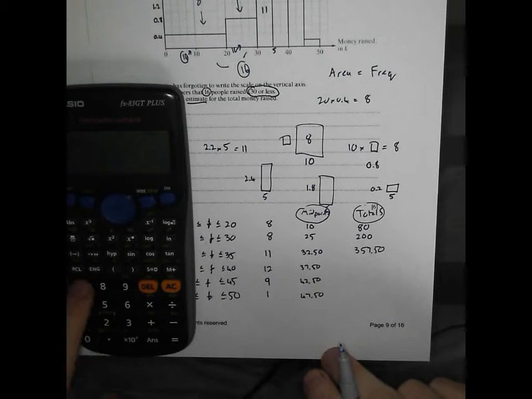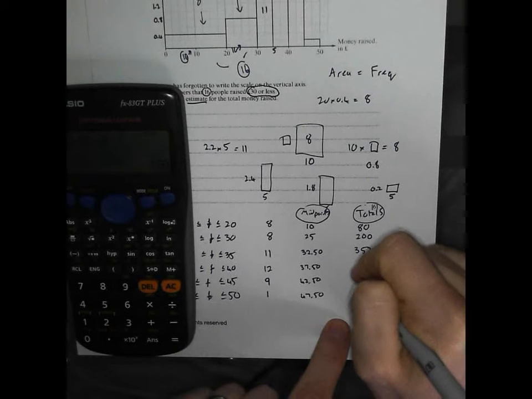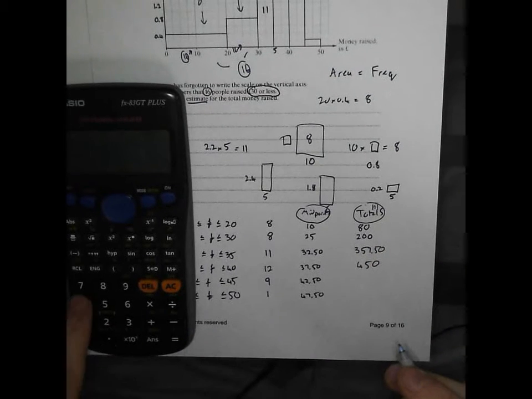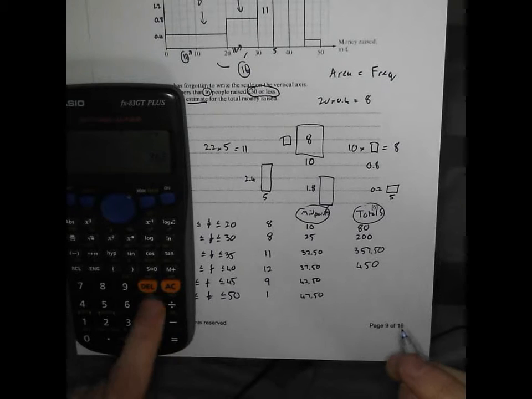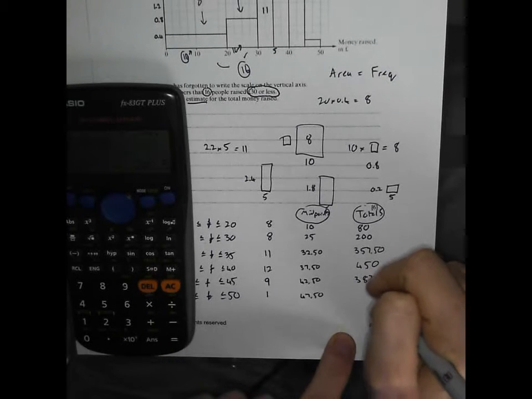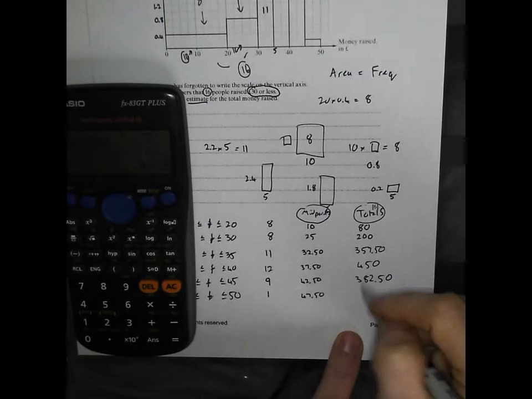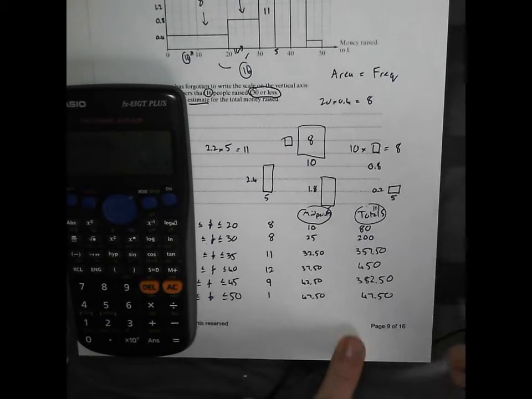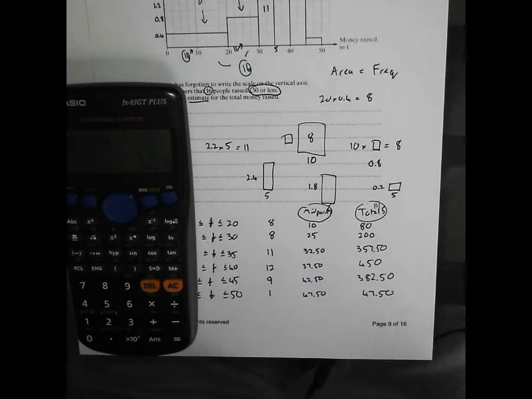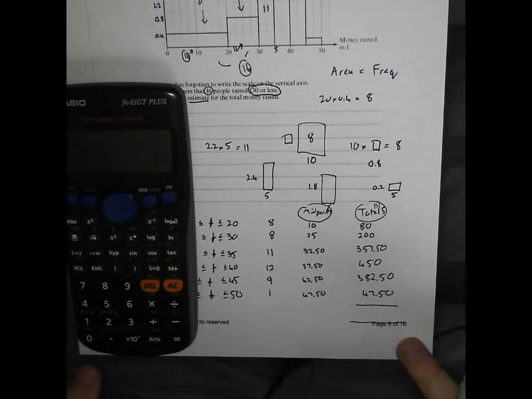12 times 37.5, that's going to give me £450. £42.50 times by 9 is going to give me £382.50. And finally, one little lot of £47.50. So if I want an estimate of the total amount of money raised, I'm going to need the grand total of all these. And for that, I'm just going to bang it in my calculator very slowly so I don't drop a mark. 80 plus my 200 plus my £357.50 plus my 450 plus my £382.50 plus my £47.50.